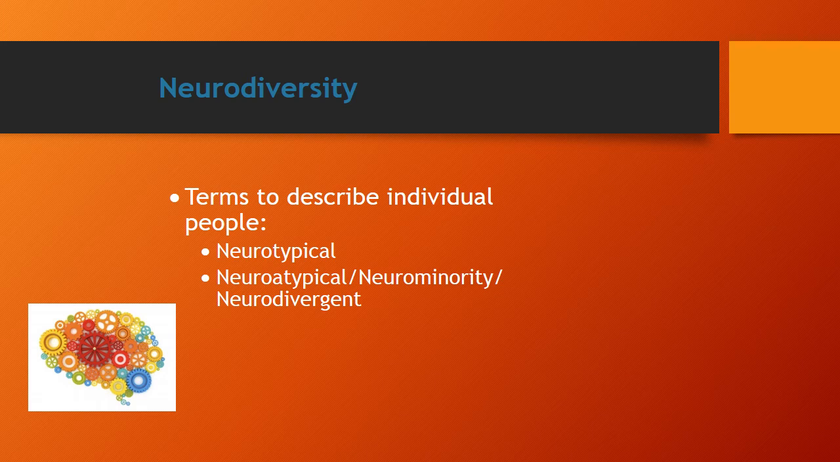So neurotypical would be people who are not neurodivergent, and then neuroatypical, neurominority, and neurodivergent are all pretty much synonyms for the groups of people we talked about on the last slide. Autistic people, people with ADHD, people with mental illness, people with specific learning disabilities.